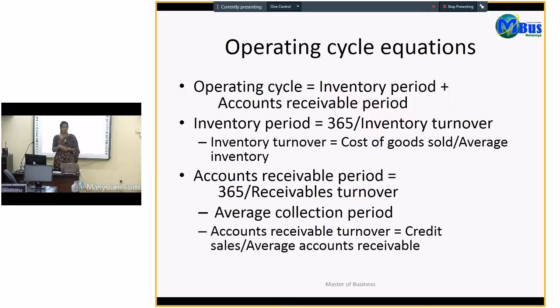At the exam, we will not be providing these equations, right? You should be able to remember them by heart. Keep everything in mind for the exam. When you do some examples, you can remember. Accounts receivable period is 365 days. If the number of days is not given, you can assume whether it is 360, depending on your convenience. So it is 365 divided by receivables turnover, or 360 divided by receivables turnover. Average collection period, and accounts receivable turnover is credit sales divided by average accounts receivable, right?